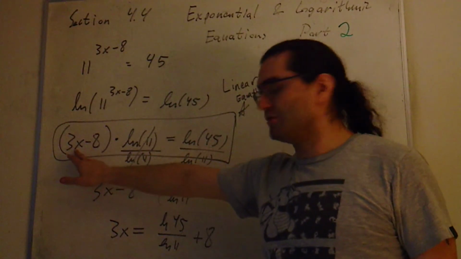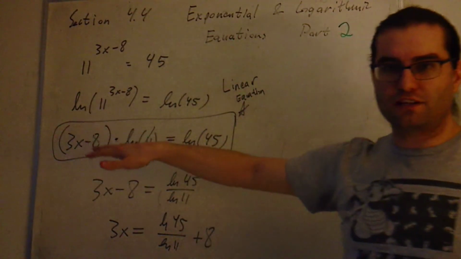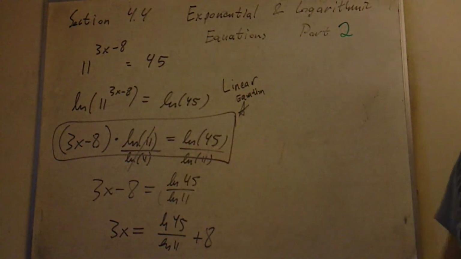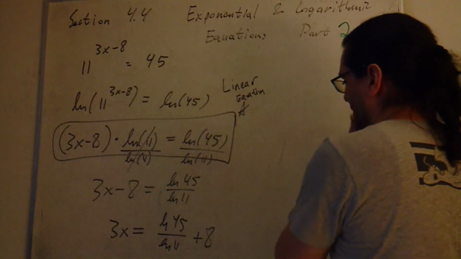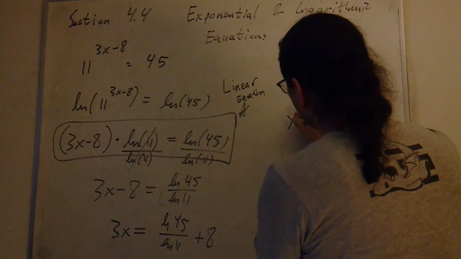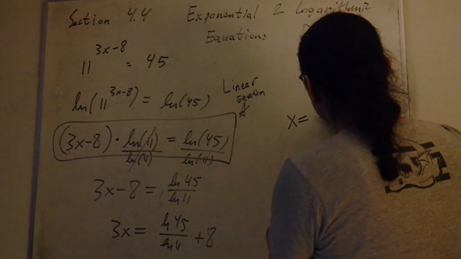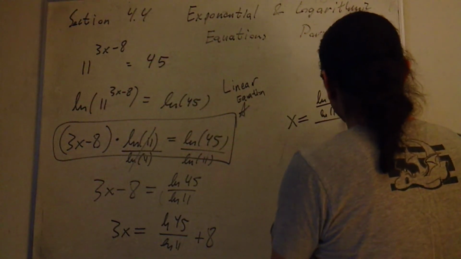We have a variable getting multiplied by some real numbers, getting added or subtracted by some real numbers. We got other numbers involved. So that's where it becomes linear. And then we solve it like normal. X equals ln 45 over ln 11 plus 8 all divided by 3.